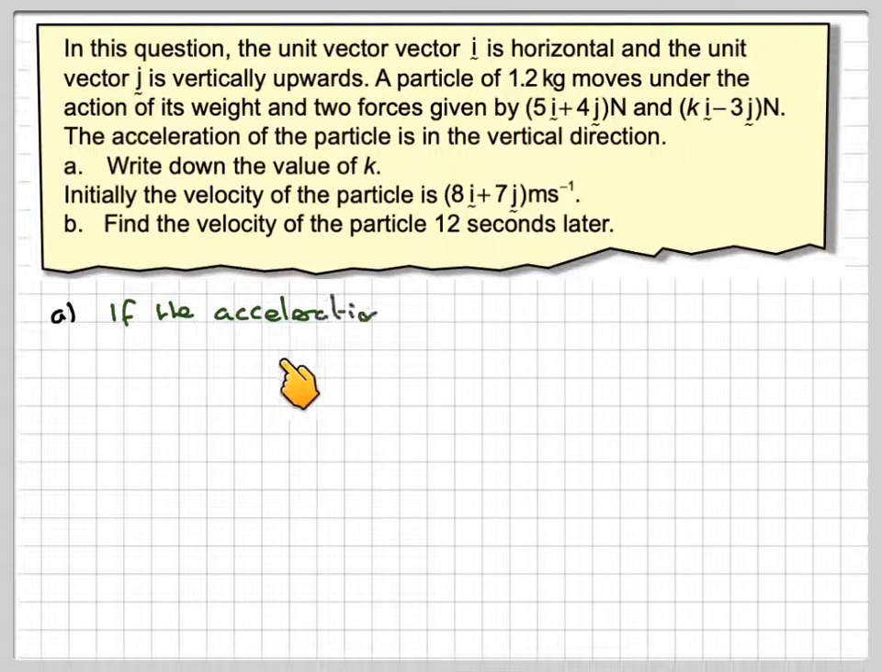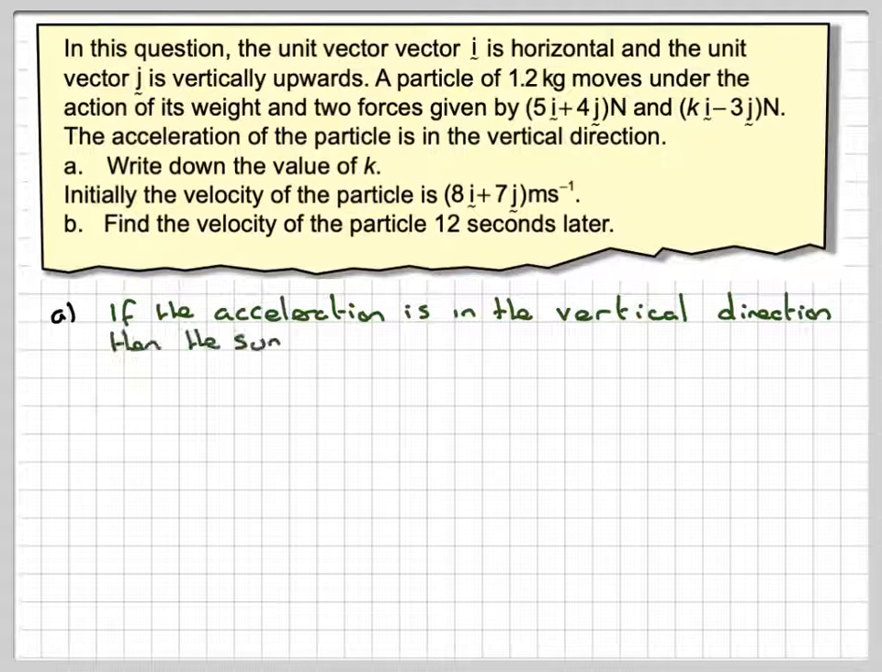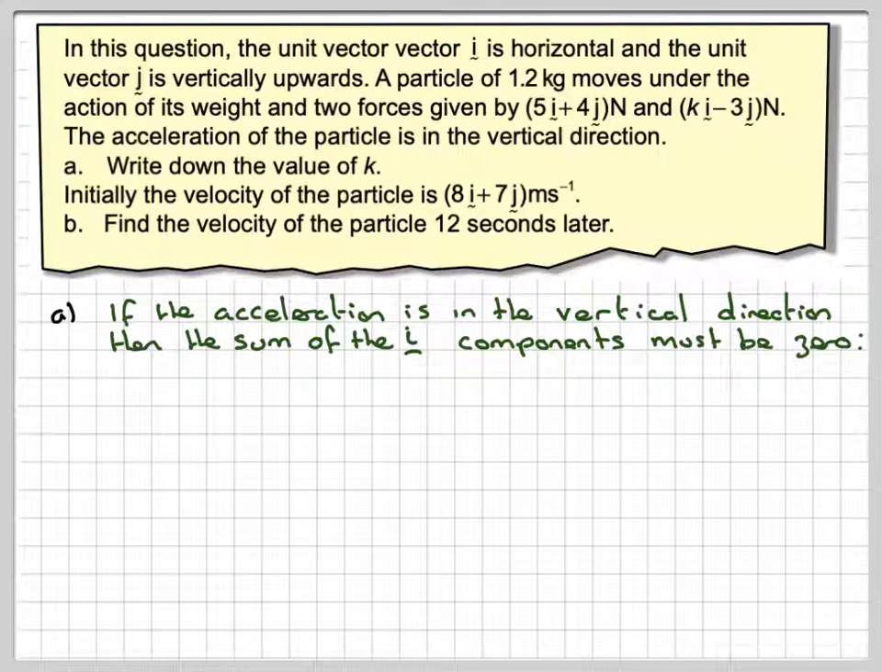So if the acceleration is in the vertical direction, then the sum of the i components must be 0. And therefore we've got 5i and ki, therefore if that's 5, then k has to be equal to minus 5.